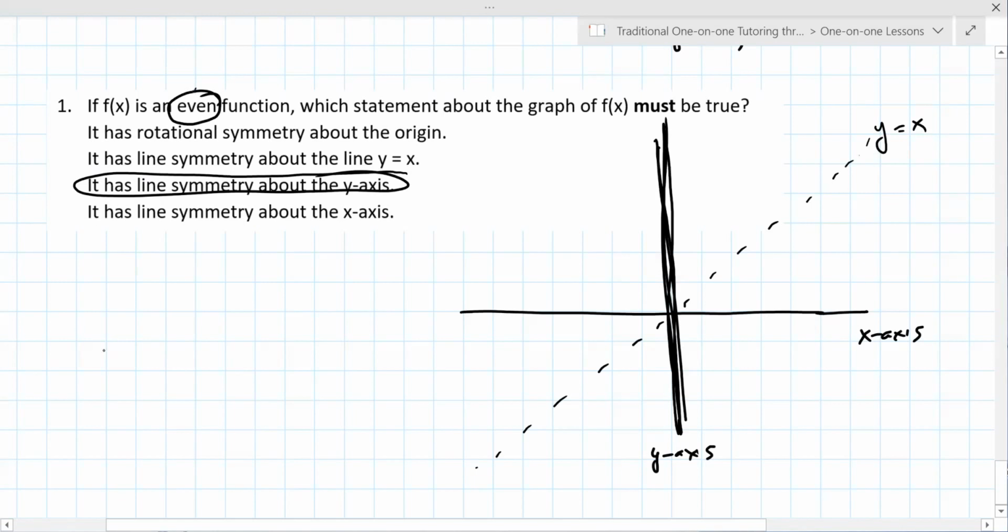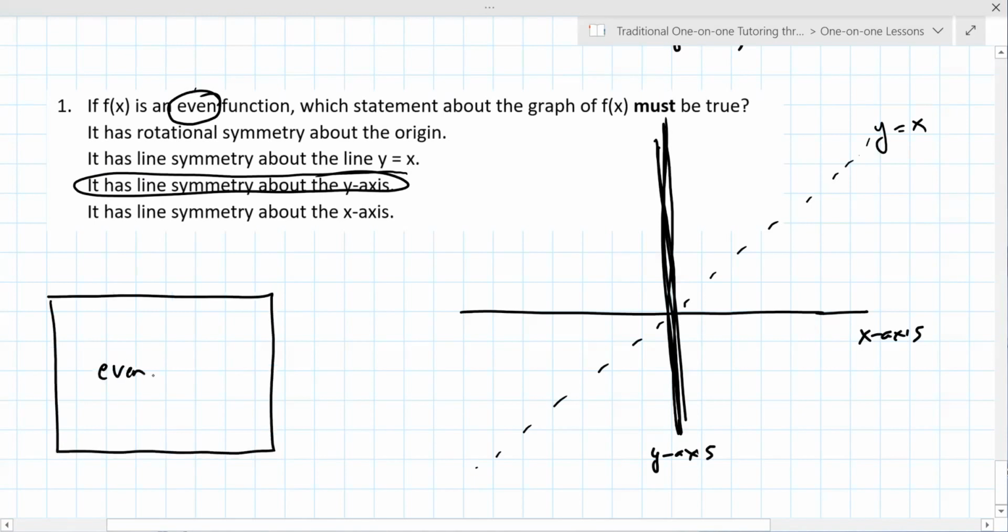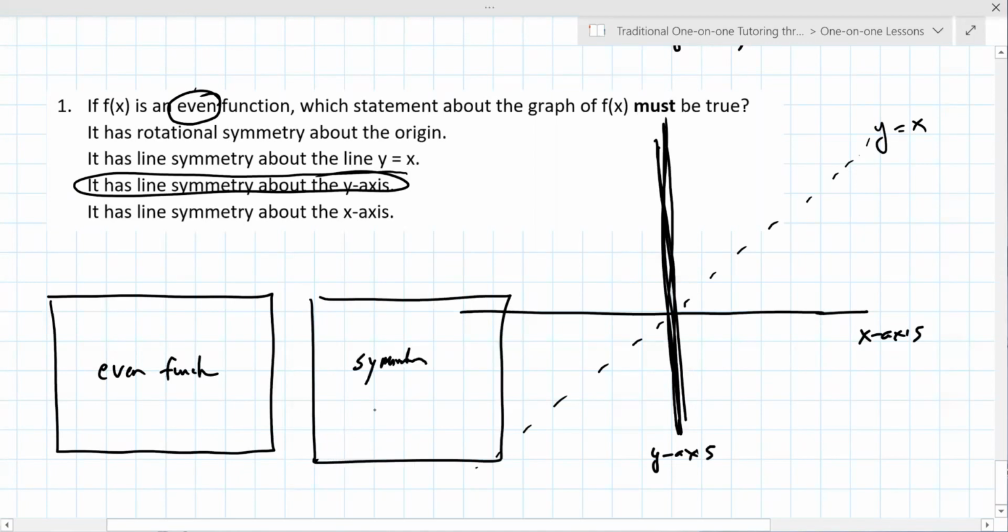I don't know if you're into note cards or you do a Quizlet, but for me, a note card here is even function on one side, and then on the other is symmetry, y-axis. To do well in this part of the class, you've got to be able to get up every morning and say, okay, even function, symmetric about the y-axis. That's how well you've got to know this stuff.